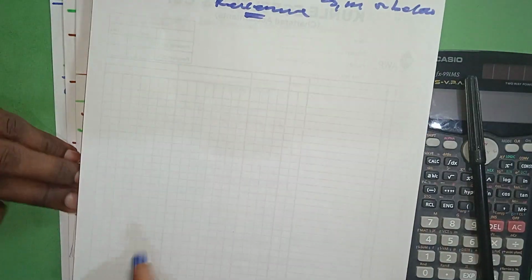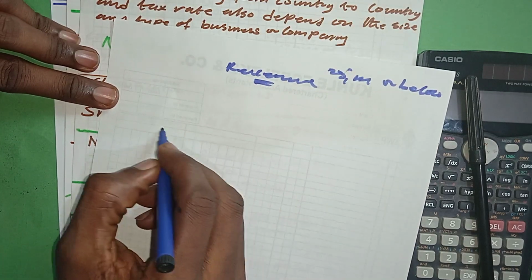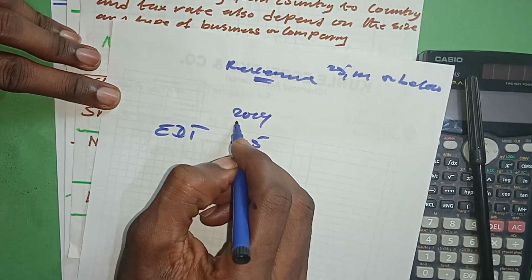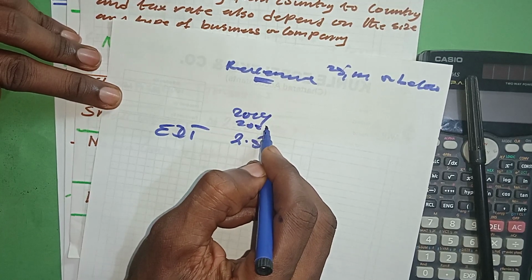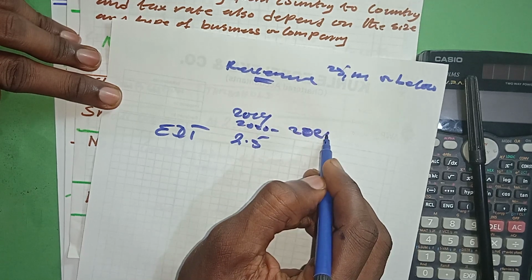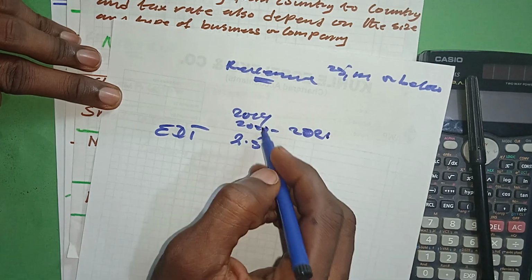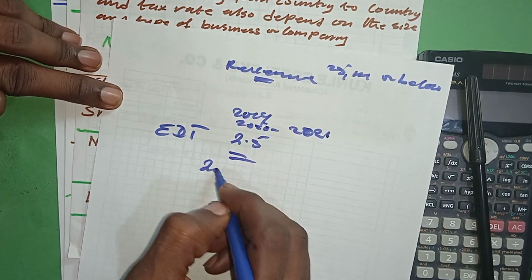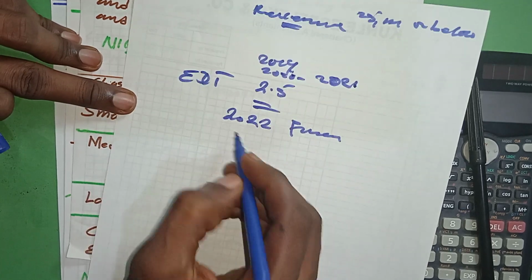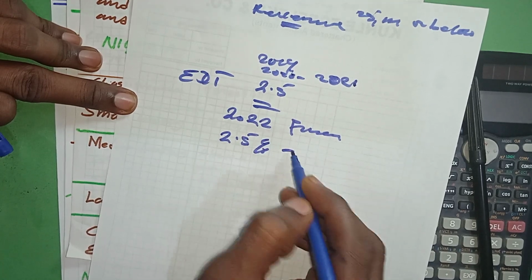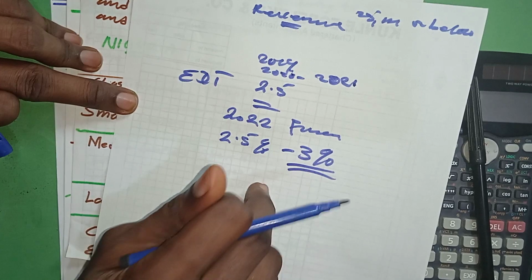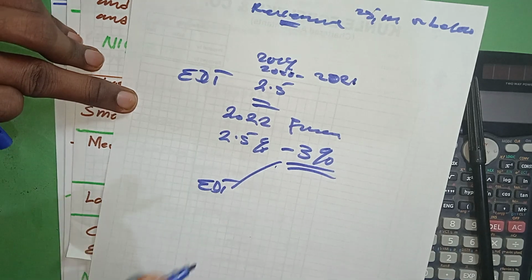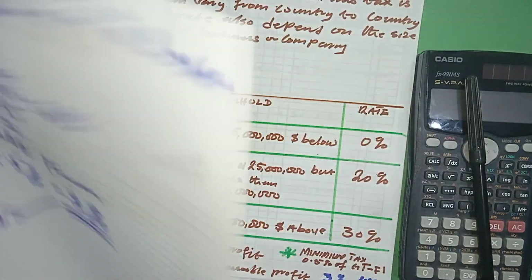Now, mind you that your EDT, education tax, was initially 2.5% when you follow 2019, 2020 to 2021. It kept increasing from here. I think as of 2021 it was increased to 2.5%. But as at the 2022 Finance Act, they increased it from 2.5% to 3%. So this is the current rate for your EDT as at Finance Act 2022. It's very important you know that.